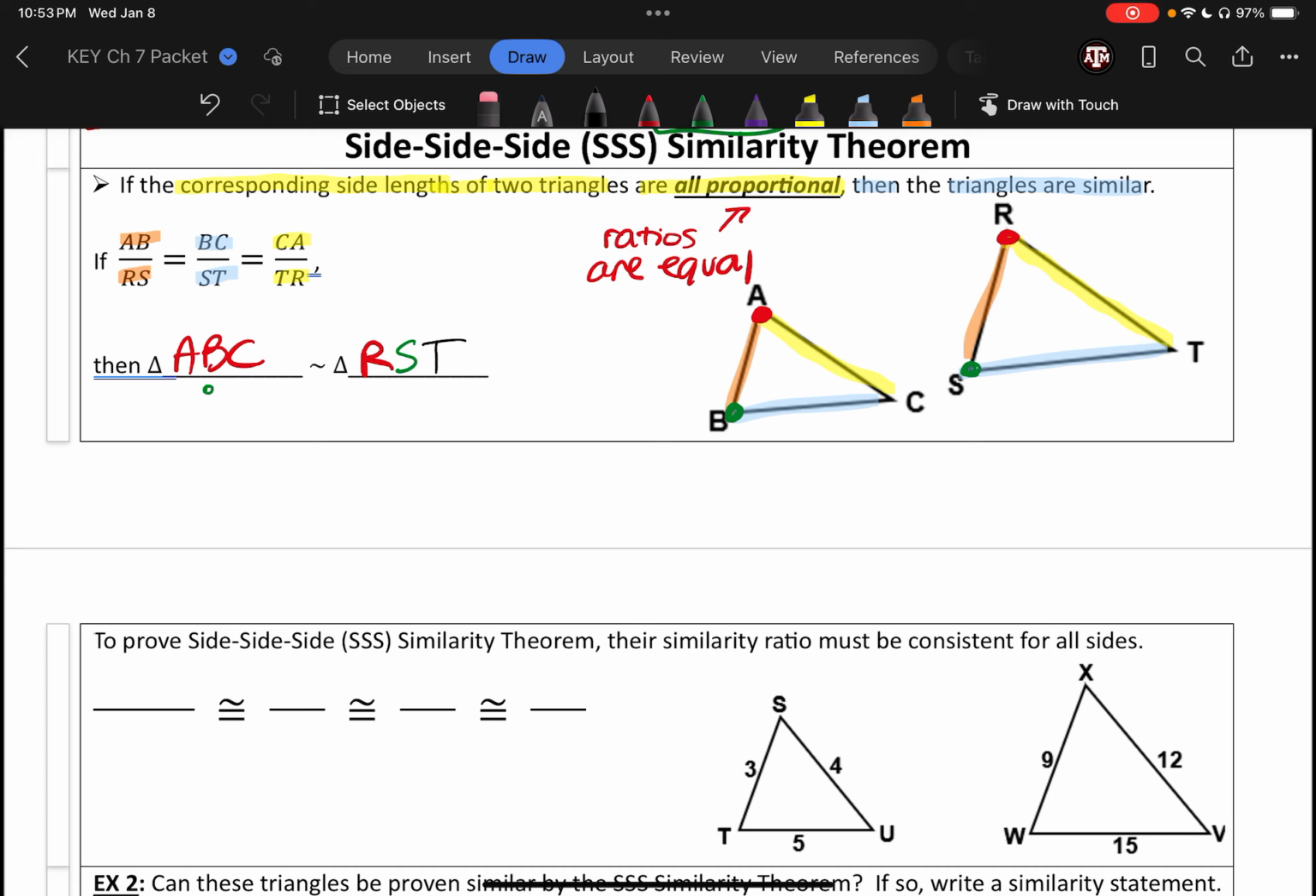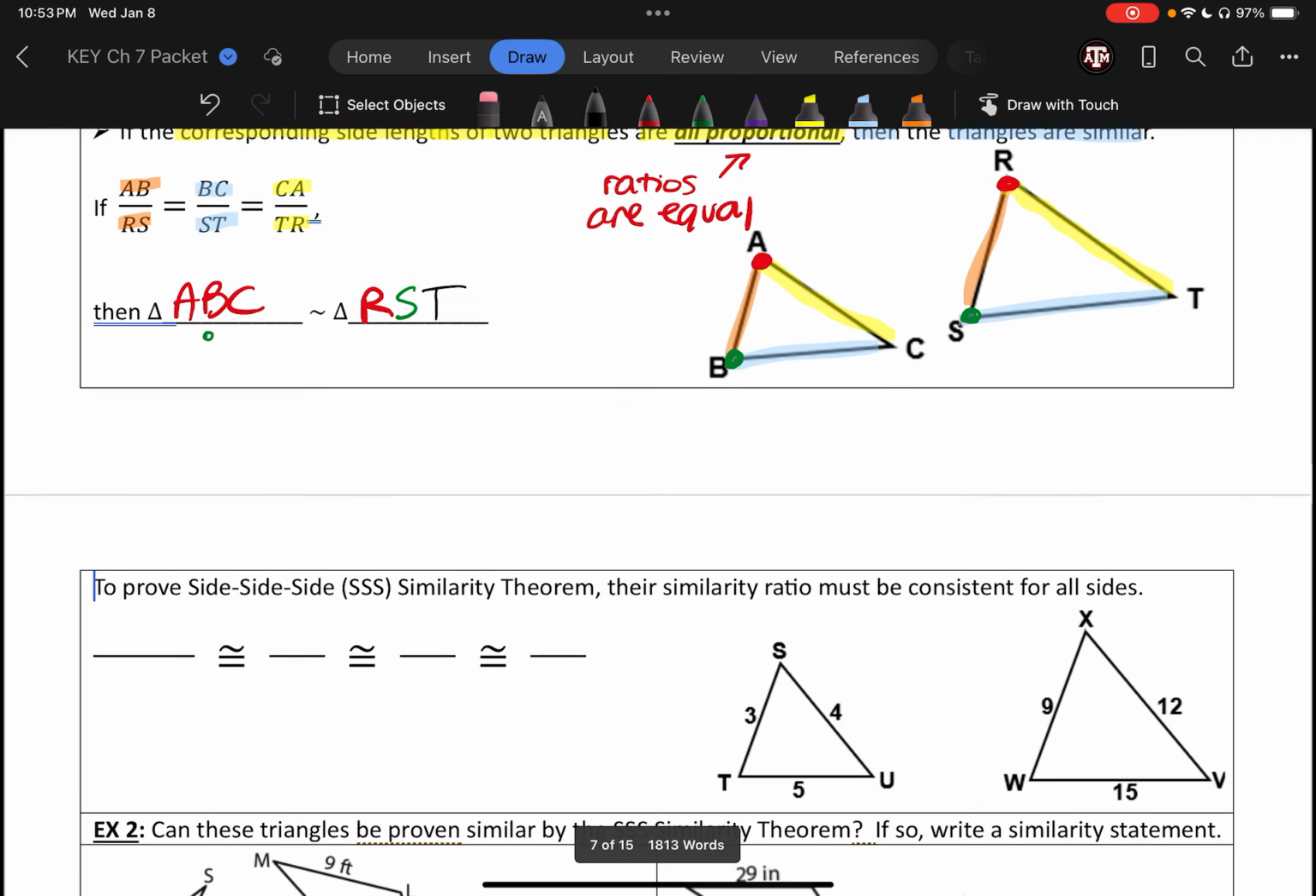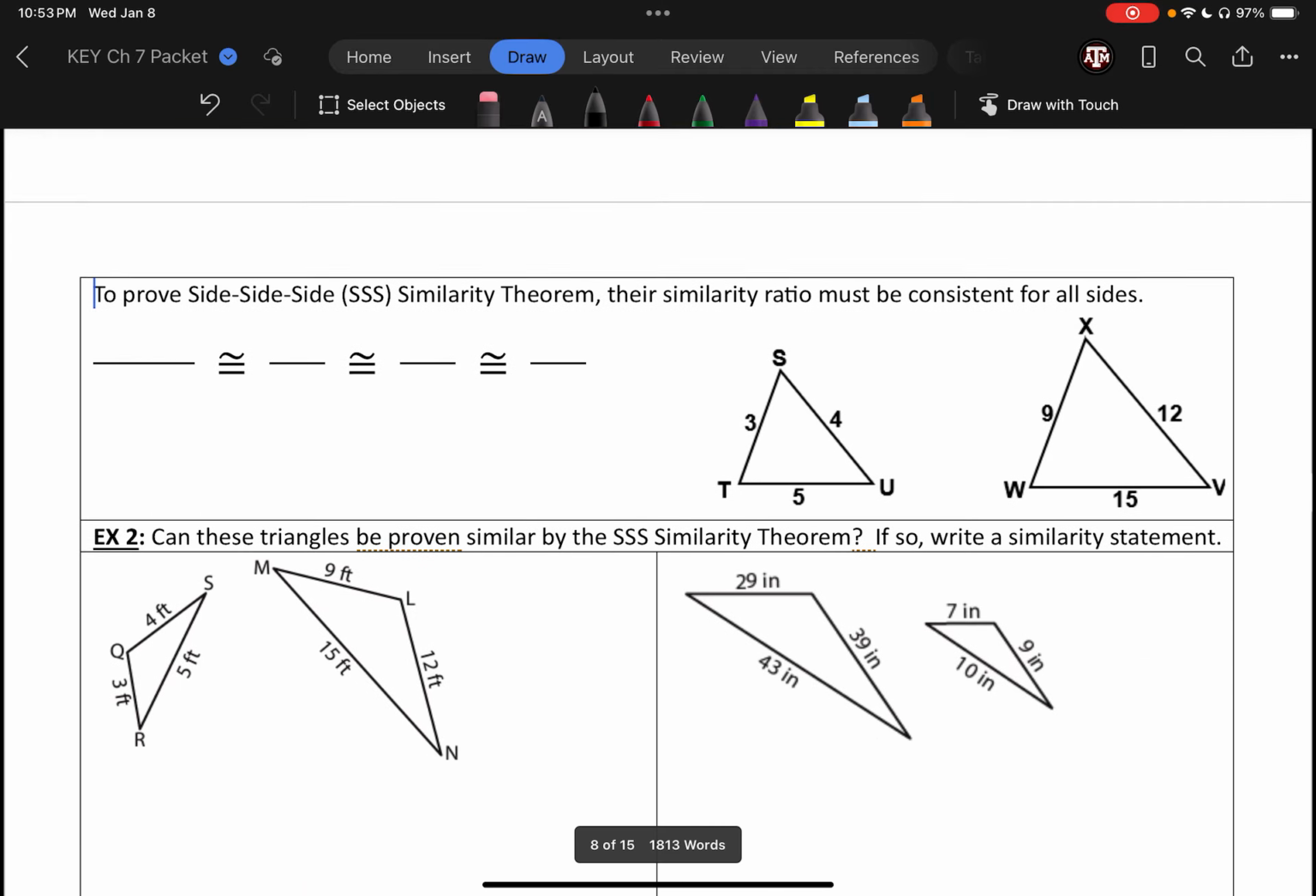Again, I know I'm going through this slow and I know it looks pretty obvious here, but just be careful. This is easy to make a silly mistake on. So our similarity statement would be triangle ABC is similar to triangle RST. So again, this is side, side, side. If all three sides are proportional, then that means that the triangles are similar. So let's go ahead and look at an example of what this looks like.